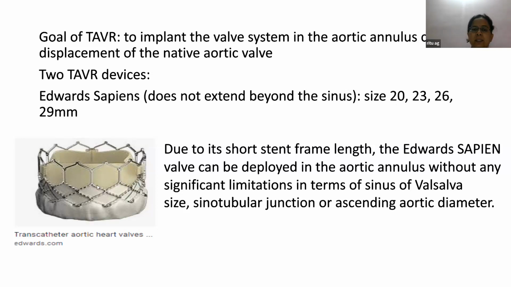The advantage is that because it has a short length, it can be deployed in the aortic annulus without any significant limitations in terms of the size of the sinus of Valsalva or the sinotubular junction, or any hindrance from the diameter of the ascending aorta.